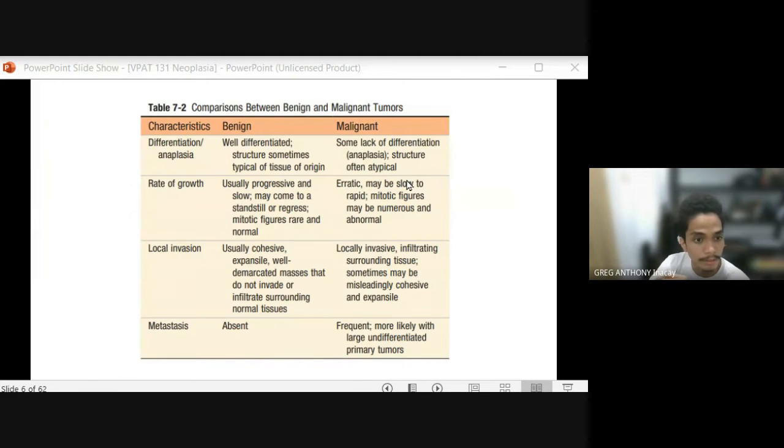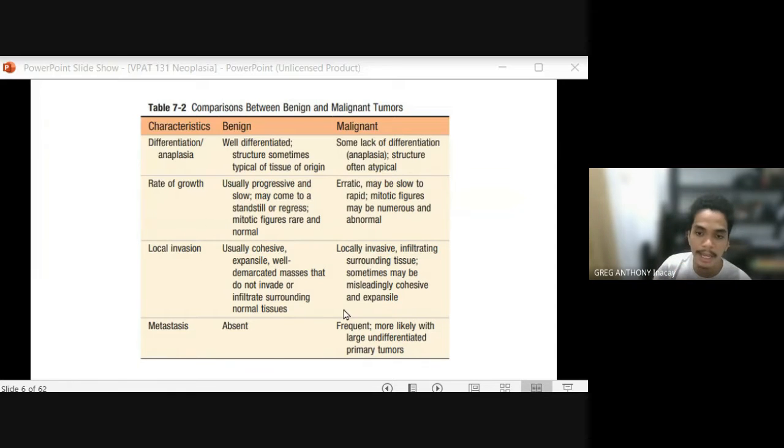We also have here, in terms of differentiation, they are well differentiated in benign neoplasms and some lack of differentiation in malignant neoplasms. In terms of rate of growth, they are slow in benign neoplasms, so they are usually progressive, while it is faster in malignant neoplasms, which may start slow then become rapid. In terms of local invasion, like what I've just said, it is non-invasive in benign and it is invasive in malignant. In terms of metastasis, it is absent in benign and it is frequent in malignant.